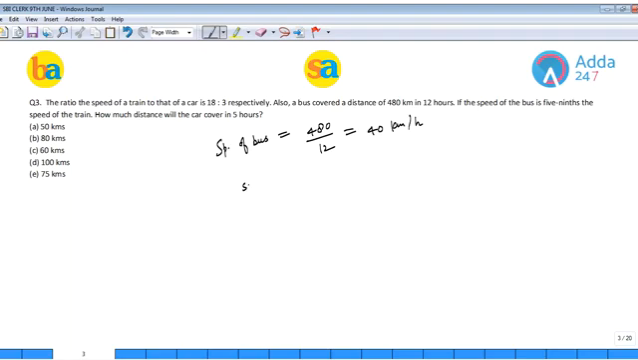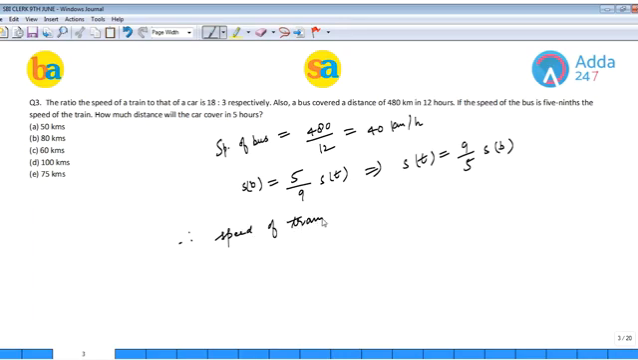And according to the question, the speed of bus is equal to 5/9 the speed of train. This implies the speed of train is equal to 9/5 into the speed of bus. Therefore, the speed of train will be equal to 9 by 5 into 40, that is the speed of bus. So that will be equal to 72 kilometer per hour.